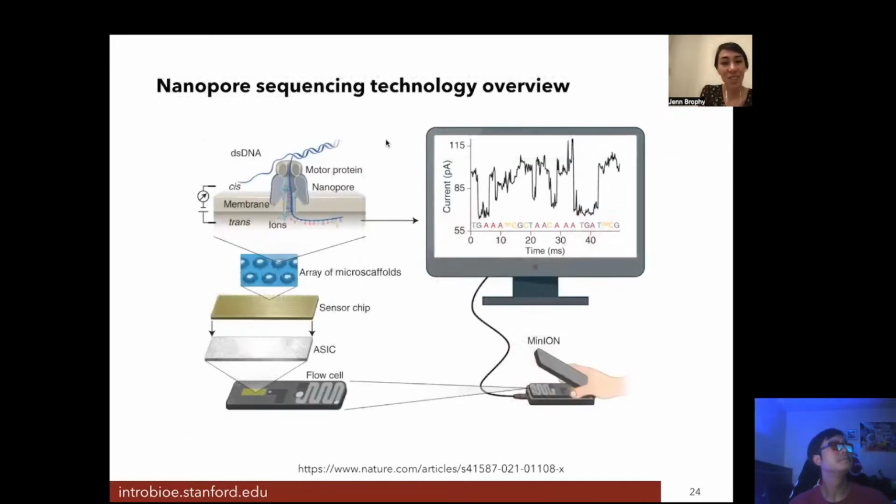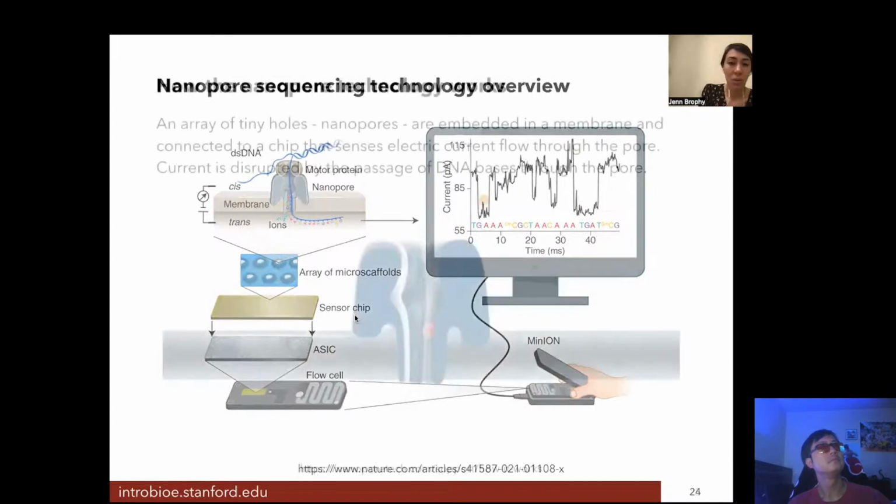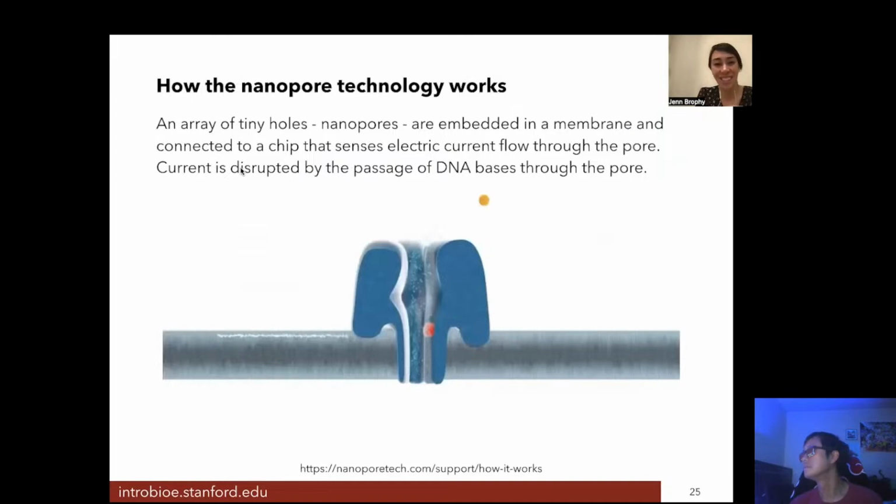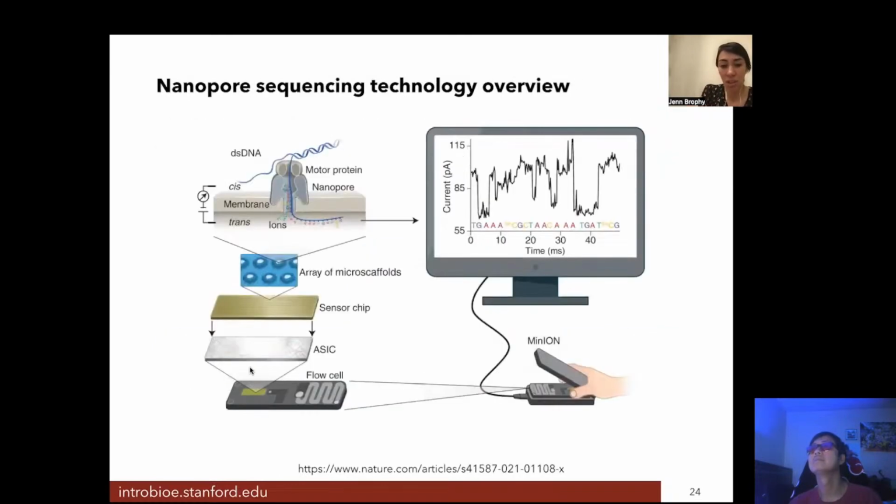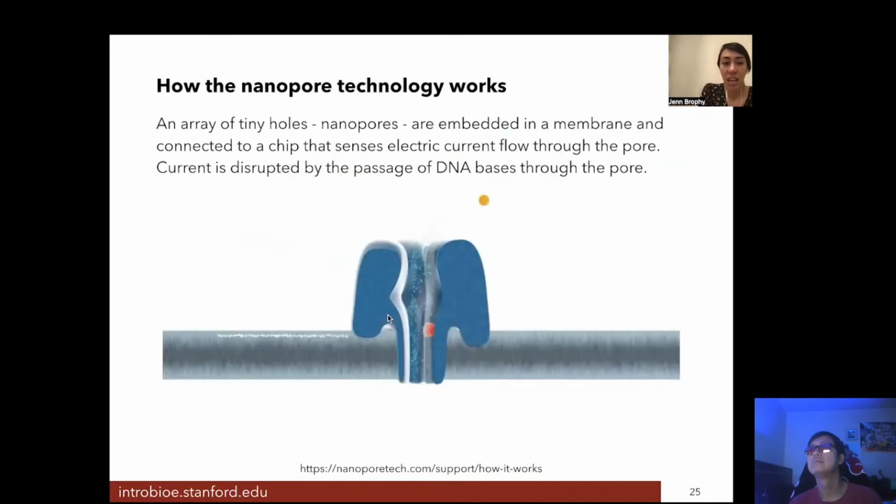All right, our last technology that we're going to talk about is nanopore sequencing. This is not sequencing by synthesis. This is a little bit different. You basically have a sensor chip with an array of nanopores, little holes on them, and you then measure the current as it passes through these nanopores. What does that mean? On this chip, there's this array of tiny holes, these nanopores. They're embedded in a membrane that's connected to a chip that measures current. And the current is disrupted by the passage of DNA bases through the pore.